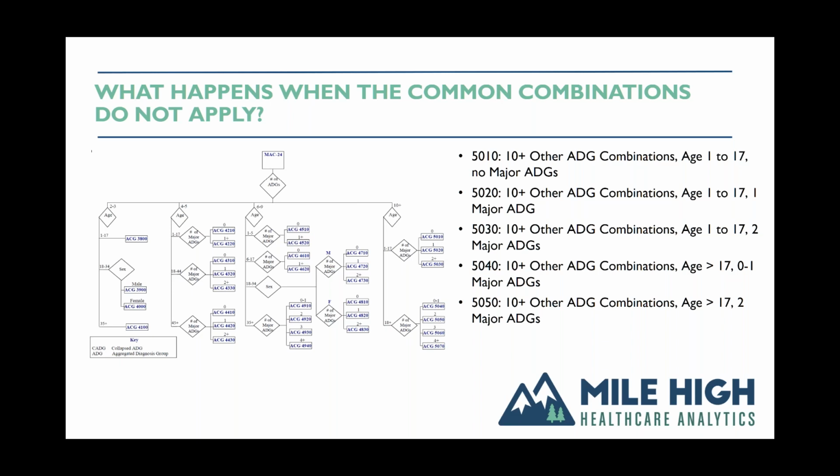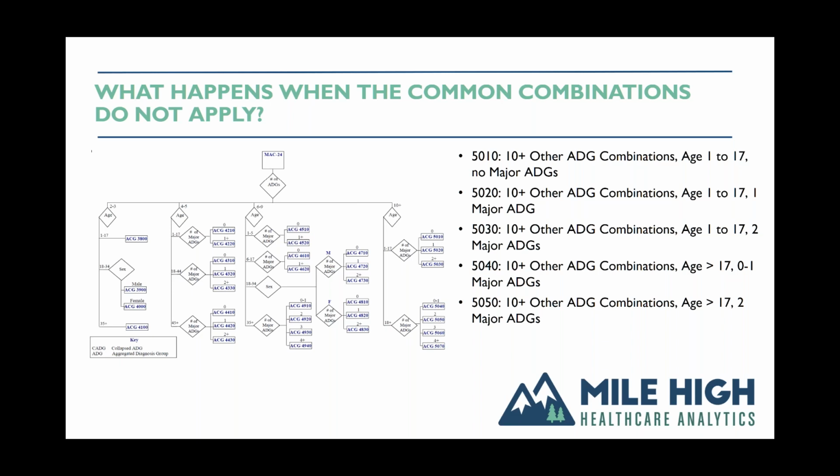There's something called major ADGs, which are a subset of the ADGs. They are, as the name implies, major ADGs. And also at times age is used, and in some cases gender, to further split the categories to end up with a stable set of cells, actuarial cells, that are sufficiently statistically different from each other.